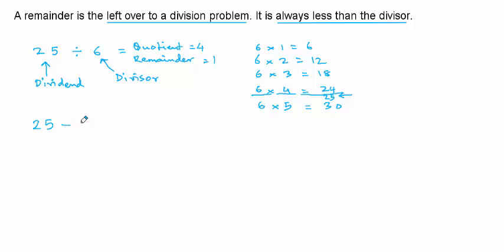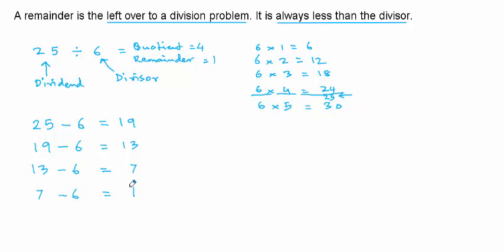Another way to think of this problem is to try subtracting 6 from 25 and keep doing that. Keep subtracting 6 from the answer until you cannot subtract anymore. So 25 minus 6 is 19. 19 minus 6 is 13. 13 minus 6 is 7. And 7 minus 6 is 1.